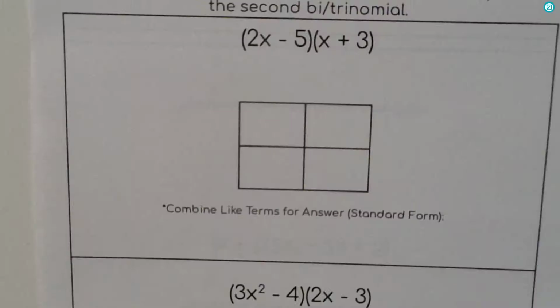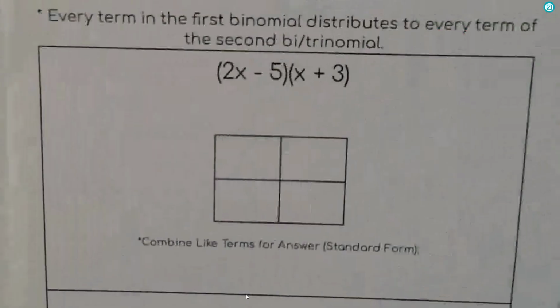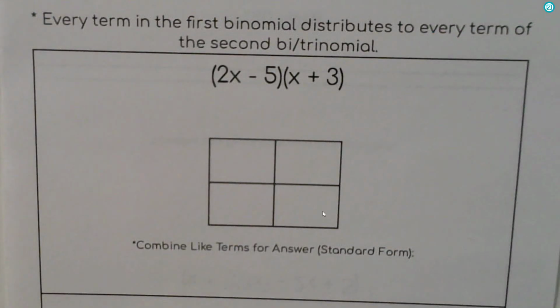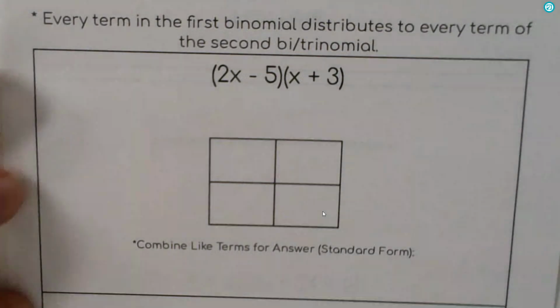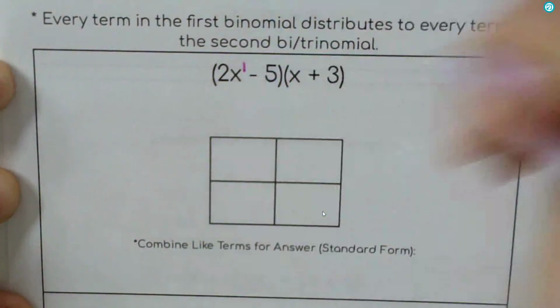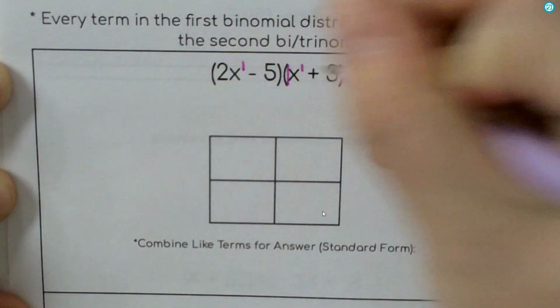So moving down, you guys will notice that on this first example, I have a little box, and on the second one, I don't. That is because we want to show you that this box is a great strategy to use, but that you don't always have to use it. So, with that being said, we're going to do the first one with a box. Before I do that, though, I'm going to add in my imaginary ones. So I've got 2x to the first, and I've got 1x to the first as well.